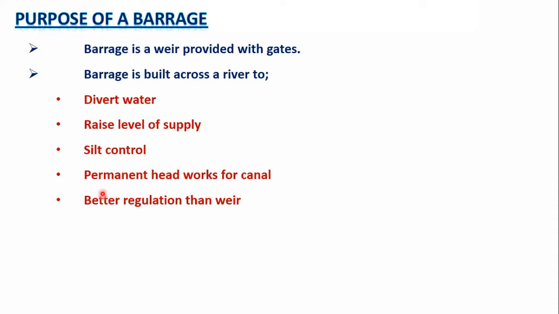By constructing a barrage, we are making a permanent control structure for a canal. And sometimes you must be hearing the term headworks also. The complete arrangement is termed headworks, and this weir with gates is a barrage. If it has no gates, it is a simple weir. It can also serve these purposes, but by installing a gate, we get better regulation and better control than with a simple weir.